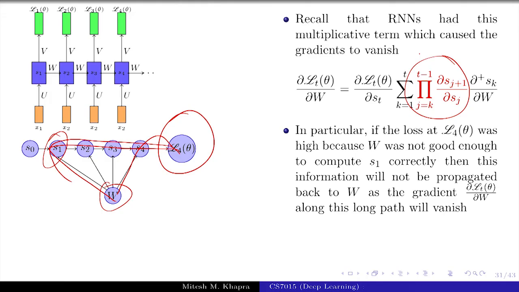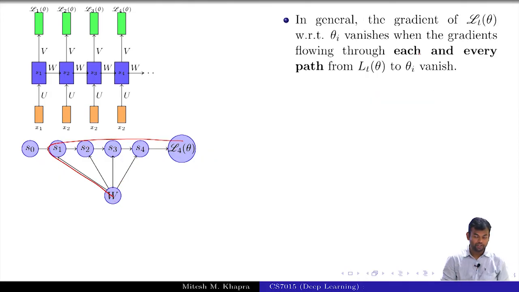Okay, so that's the actual problem that we are trying to deal with. So now, what's the general situation here? The general principle is that the gradient of L theta at a particular time step, say here we are considering L4, so I'll just call it LT, with respect to any parameter theta I, the parameters being W, U, V, B and C, with respect to any parameter, it would vanish if all the paths leading to that parameter vanish.